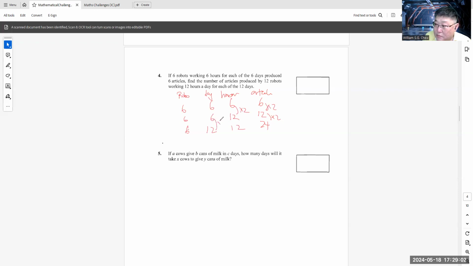So this one times 2 gives me 24. Right, and then 6 to 12, I times 2, I get 12 hours. 12 robots working for 12 days, 12 hours will give you 48. So the answer, I get 48 articles. Yeah, easy enough.